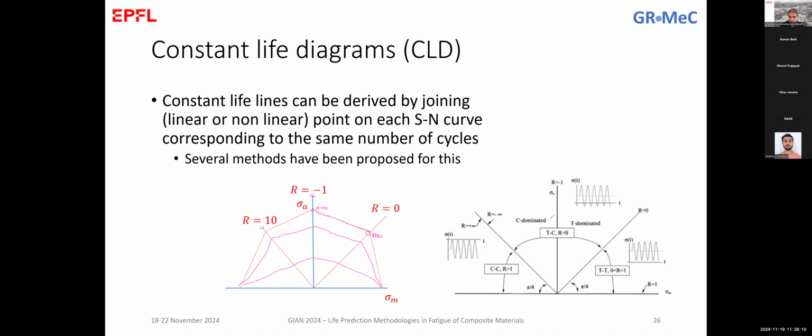So constant life diagrams are visualized also in this figure on the right. They have different domains. We have the tension domain here, the compression domain here, and the mixed, if you want, domain, the compression tension or tension compression, depending on where we are. This range is tension dominated. Here is compression dominated.